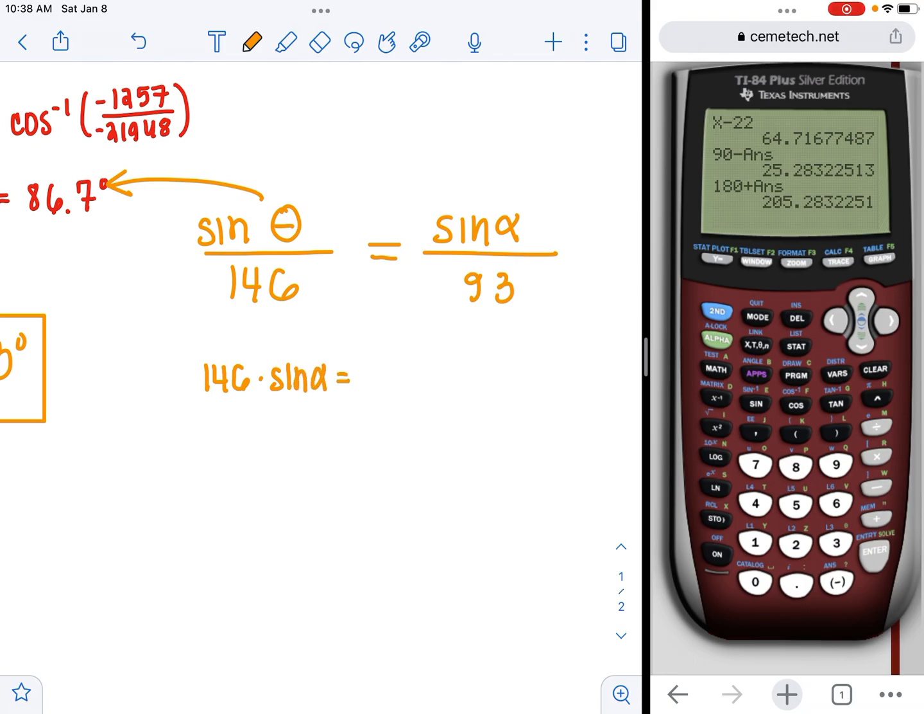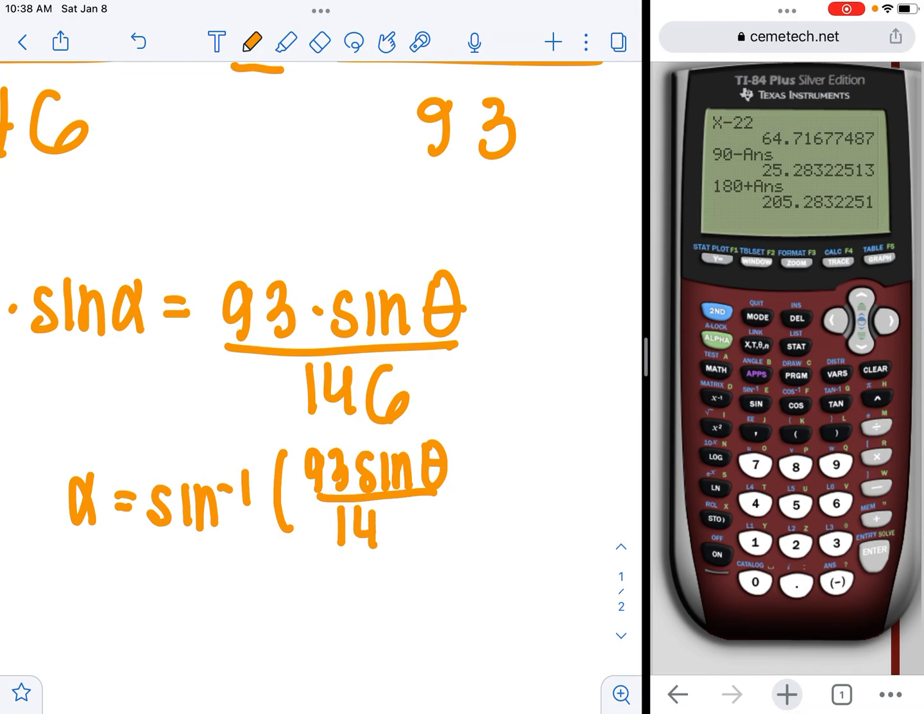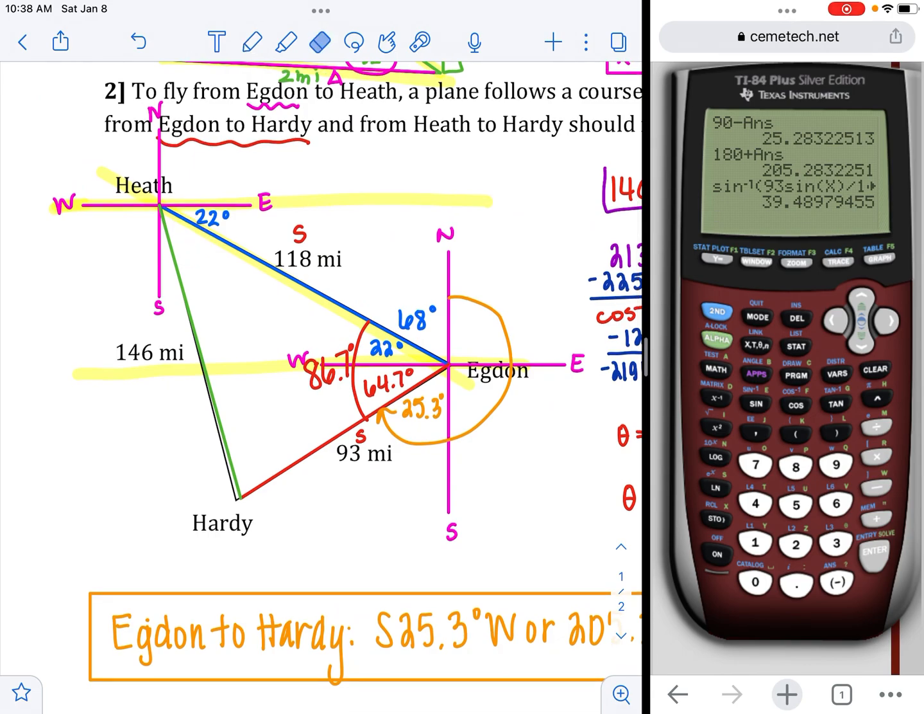So I have 146 times the sine of alpha is equal to 93 times the sine of theta. I'm going to divide both sides by 146. These will cancel, and now I have to get rid of sine, so I'm going to take the sine inverse of both sides. So I have alpha equals sine inverse of 93 times the sine of theta, which remember is stored as x. I'm glad I stored it because it's long gone on my calculator. All right, so sine inverse of 93 sine of x, close the parentheses, divided by 146, and I get alpha is equal to 39.5 degrees. So now I know that angle alpha, I can erase that, is 39.5.